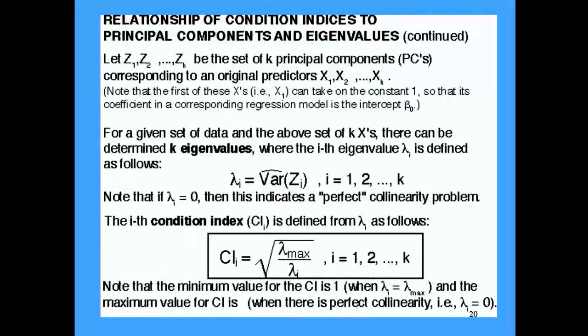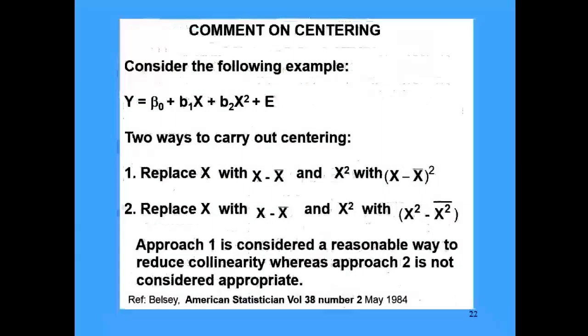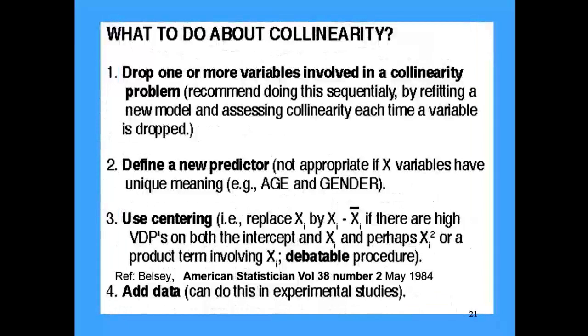Now, the last thing I want to talk about: what do you do about collinearity? Well, one thing you do, that we did with the example that looked like this, is you drop one or more variables involved in a collinearity problem. And I recommend you do this sequentially by refitting a new model. That's basically what you do. But it's not the only thing to do.